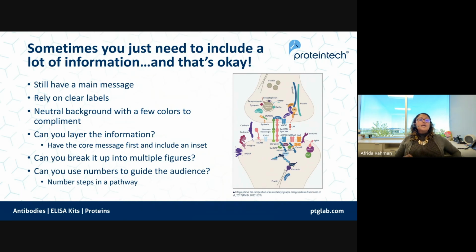And then consider things like, can you layer the information, right? For example, right here, you're looking at this AMPA receptor. You want to have this overall picture, but you want to showcase more detail of this signaling. Can you have an inset that expands this to the side and shows it in more detail, so that people can look at that if they want to, or they can look at this more general picture?